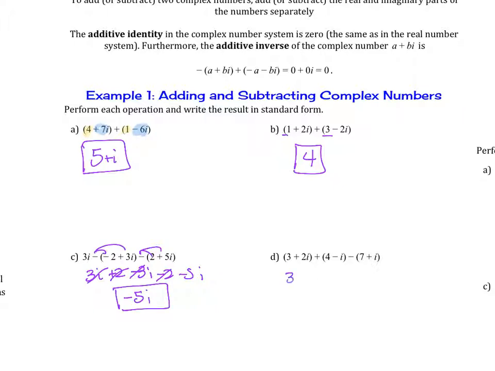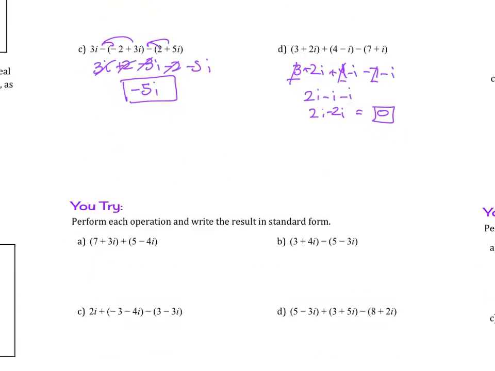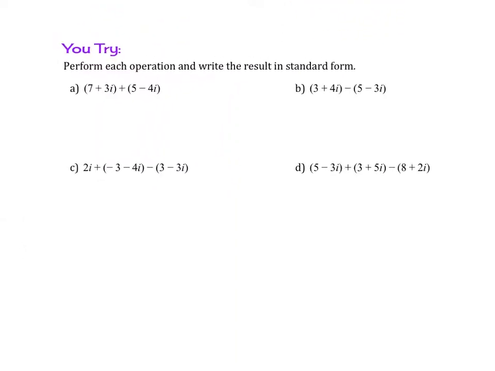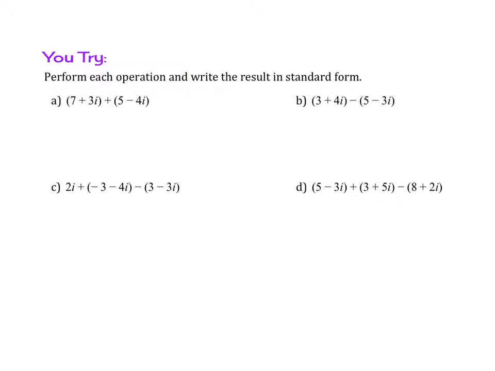For the last example, we have 3 plus 2i plus 4 minus i minus 7 minus i. So let's add. 3 plus 4 is 7, 7 minus 7 is 0. Then 2i minus i minus i is 2i minus 2i, or 0. So go ahead and try these examples down here. Pause the video, and when you come back, I will have the answers for you.